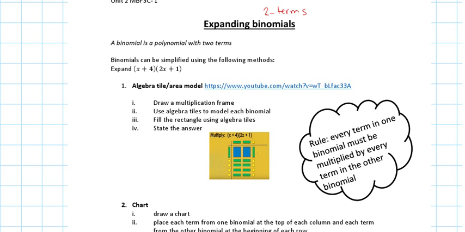So what I have here is I have two binomials. So the first bracket has two terms, right? And the second bracket has two terms. What's happening between the two brackets? What kind of operation do I have between the two brackets? Multiplication. So I have to multiply, right? Multiply the two binomials. That's what expanding means.